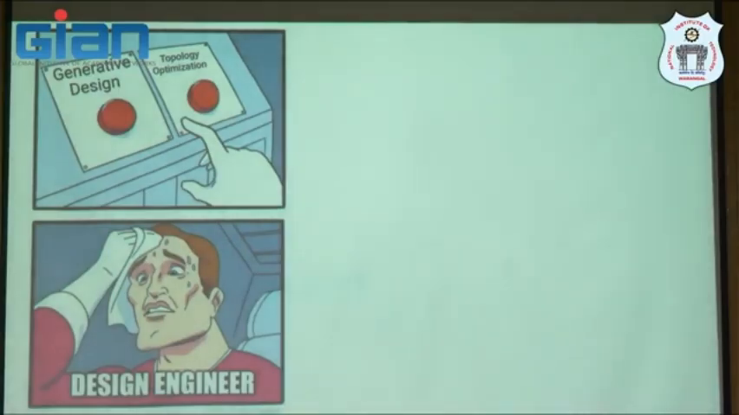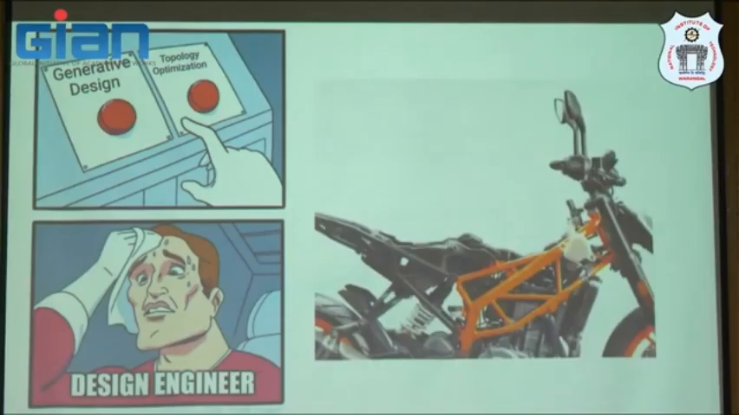And some applications we will see, like a recent application, the KTM Duke bike, everyone might have seen this, right? This structure is actually a topology optimized structure. Previously it might have been some frame, because KTM bikes are very heavy. So they used topology optimization and reduced the weight.